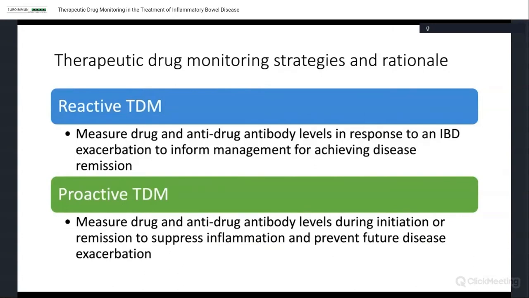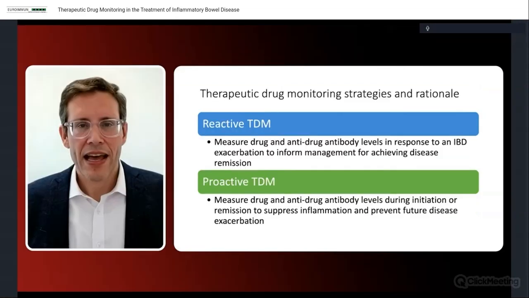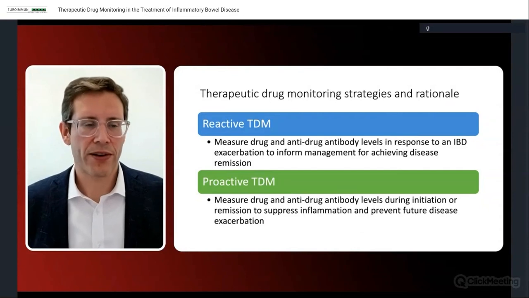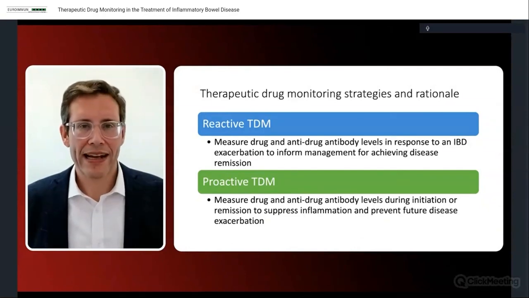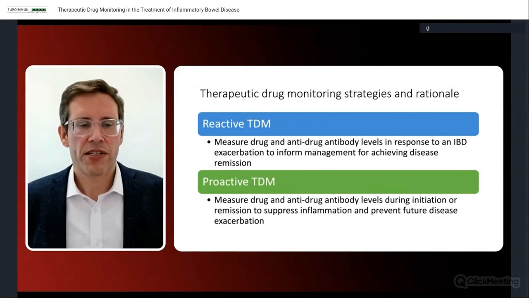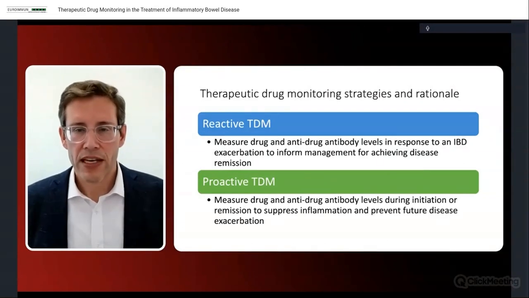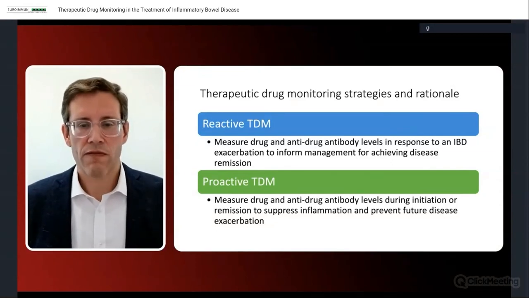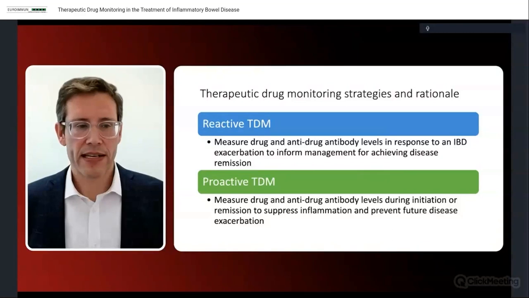So there are two main strategies for using therapeutic drug monitoring to manage anti-TNF biologic drugs in inflammatory bowel disease. And an important point I want to make is that these two strategies are not mutually exclusive. They can be performed together. So one is reactive TDM, which is measuring drug and anti-drug antibody levels in response to an IBD exacerbation to inform management for achieving disease remission.